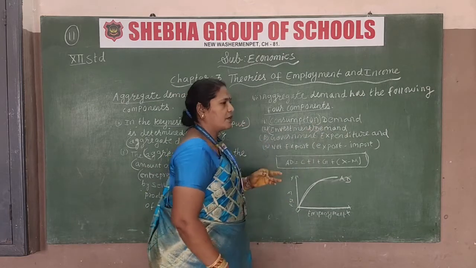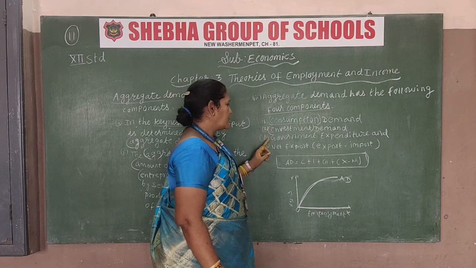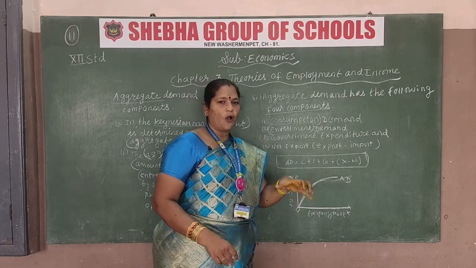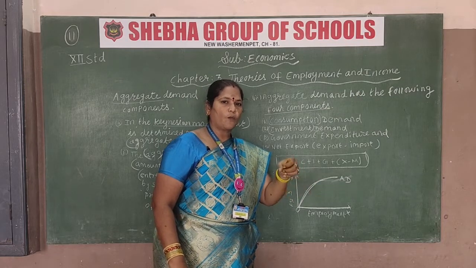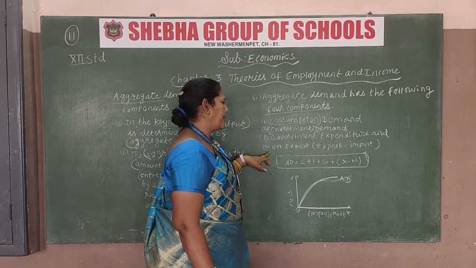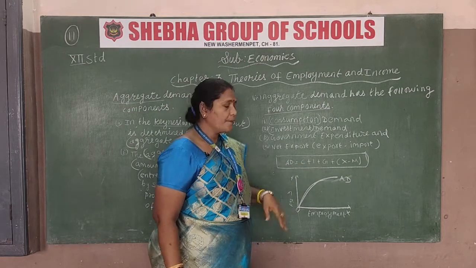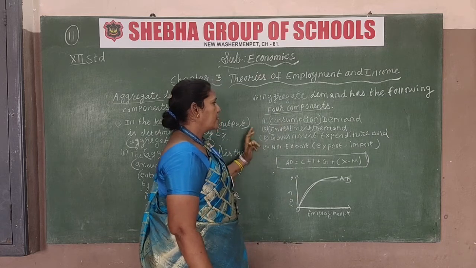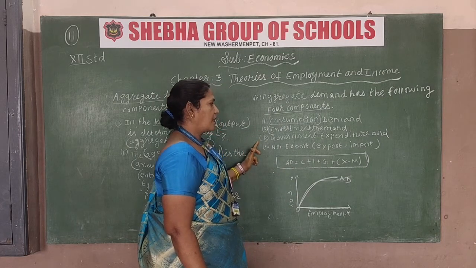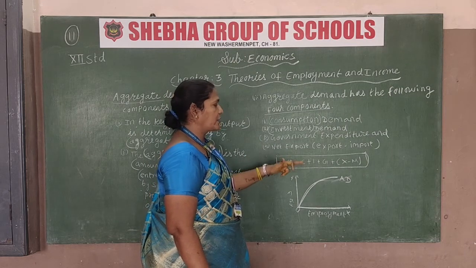Investment, how much to invest and how to invest, everything comes under investment demand. Third is government expenditure. I told you how much the government is involved and how much they spend. Fourth is net export, that is export and import. Is it clear? These are the four components: consumption demand, investment demand, government expenditure, and net export and import.